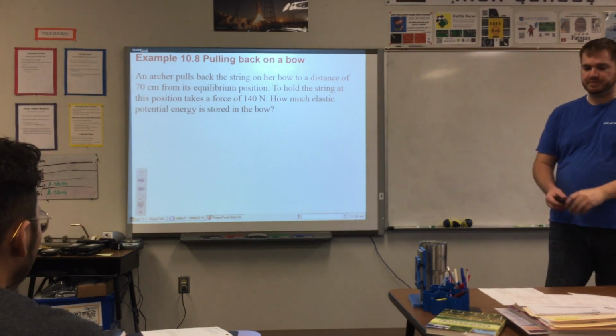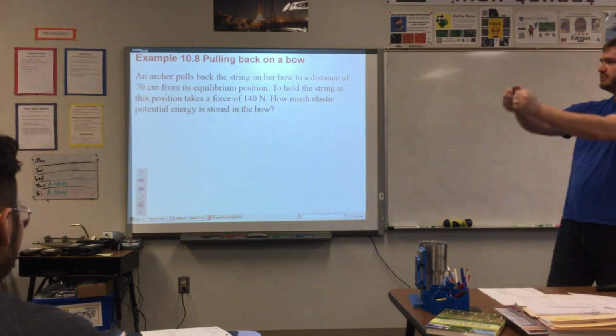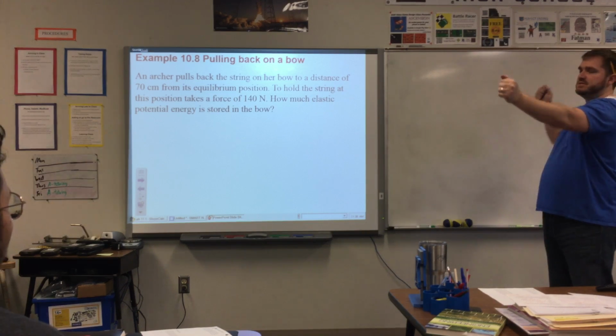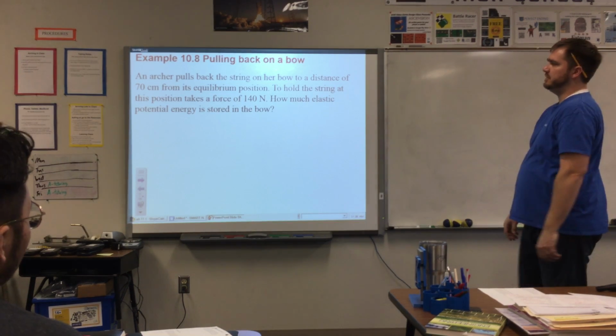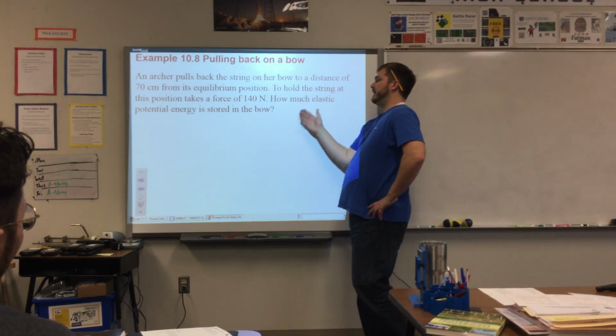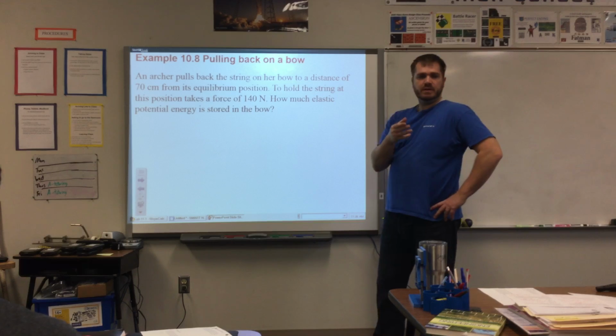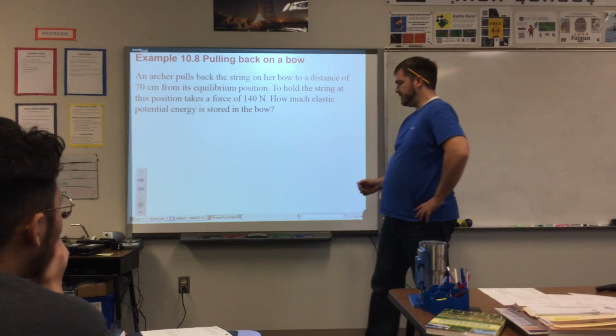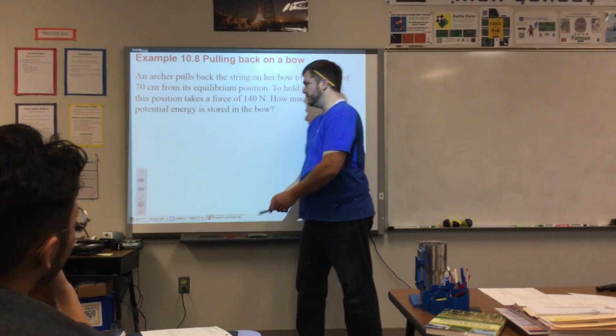All right, here we go. An archer pulls back the string on her bow to a distance 70 centimeters from its equilibrium position. To hold the string at this position takes a force of 140 newtons. How much elastic potential energy is stored in the bow? Gracie, what's the formula that you all started to use on this one?